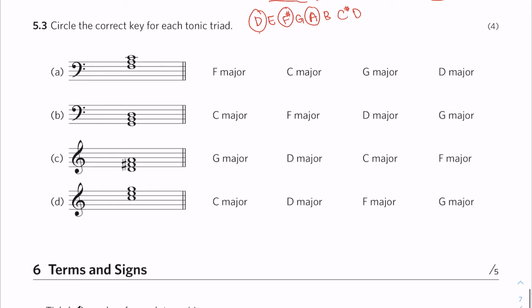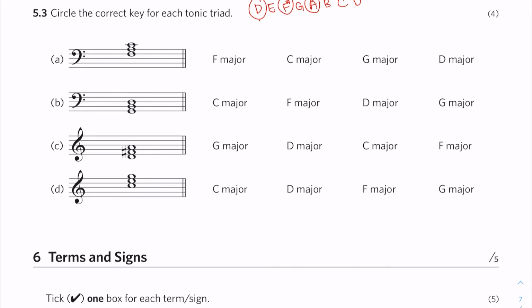Next, circle the correct key for each tonic triad. So they all start on Do, meaning the lowest note is my tonic, which is the first note of my scale. Question A, what do I have here? In bass clef, I have good, burritos don't, 4. Okay, looks like I have F, A, and C. Now, if the lowest note is my tonic, that would be F. So it is in the key of F major.